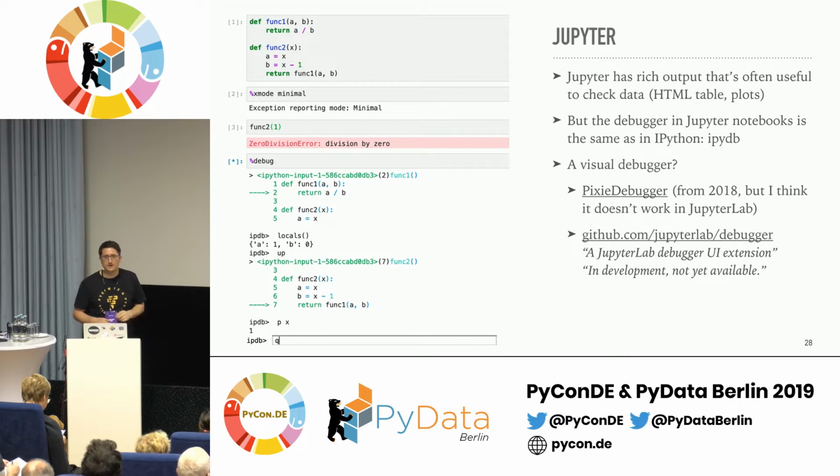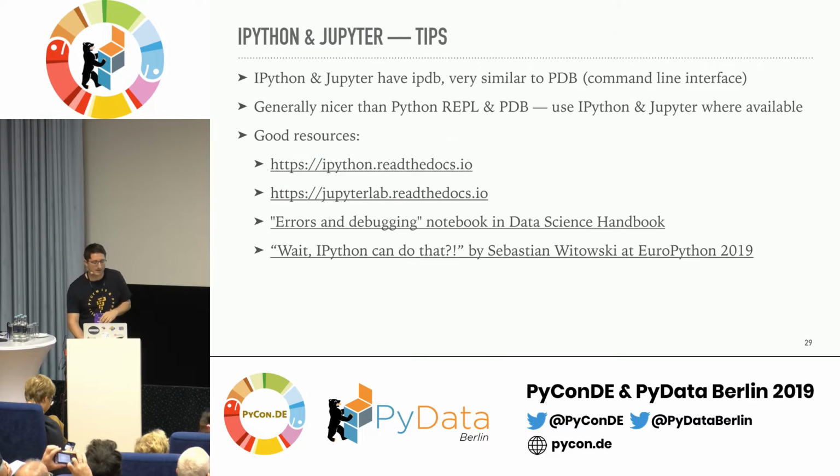The question is, why is there no visual debugger for Jupyter or JupyterLab? I think there is some work in progress to create one. And last year there was this Pixie debugger that was developed. I haven't tried it myself, but maybe there will be a general solution for a visual debugger in Jupyter in the future.